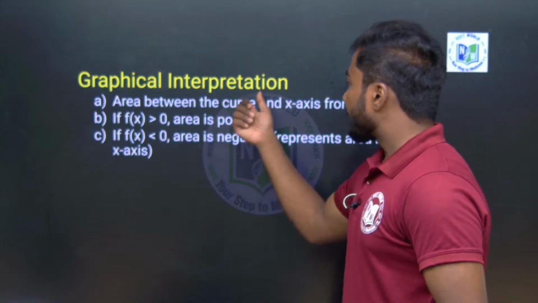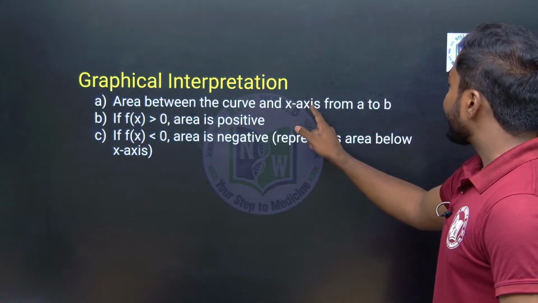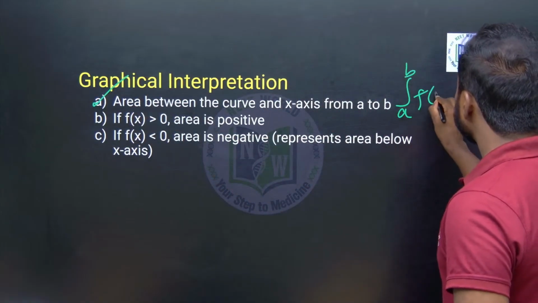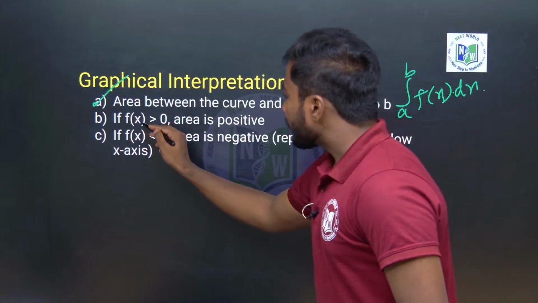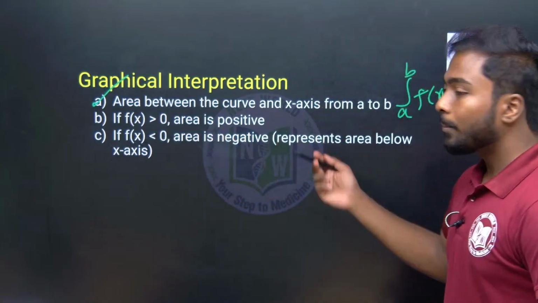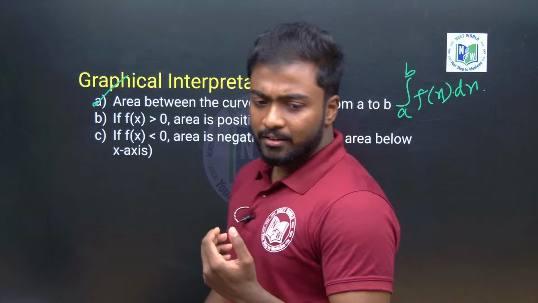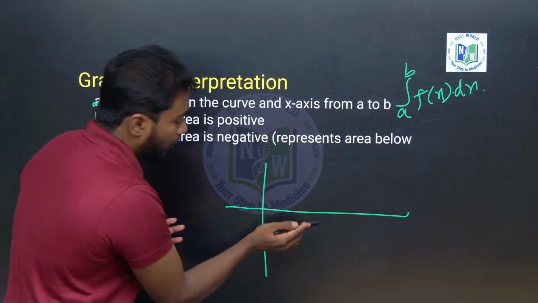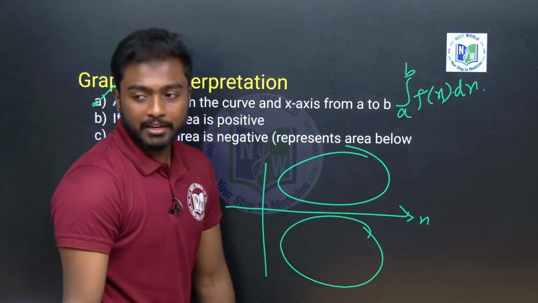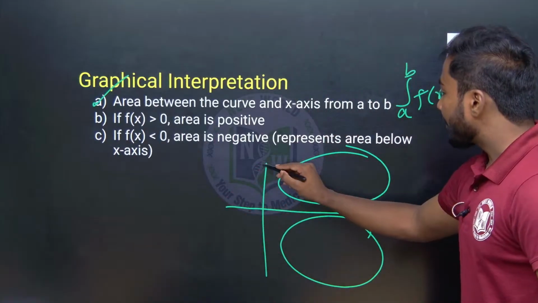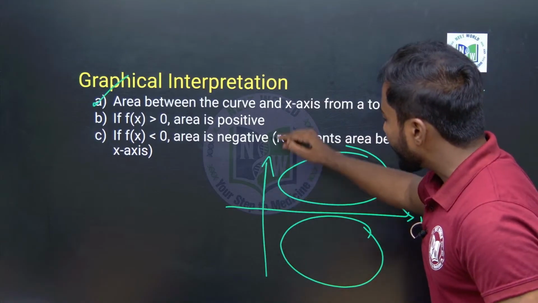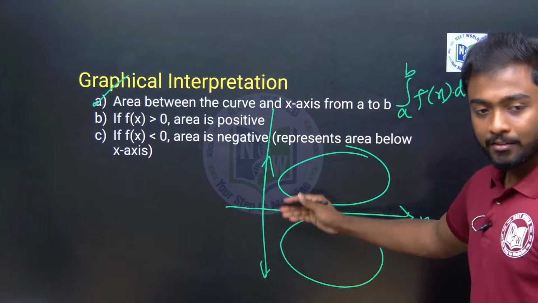So graphical interpretation. So area between the curve and x axis from a to b. This is what we have seen, that is integral of a to b f of x dx. So if f of x is greater than 0, area is positive. F of x is less than 0, area will be negative. Simply, in the simple cases I can say above x axis positive, below x axis negative. This positive y axis, so positive, negative y axis negative.